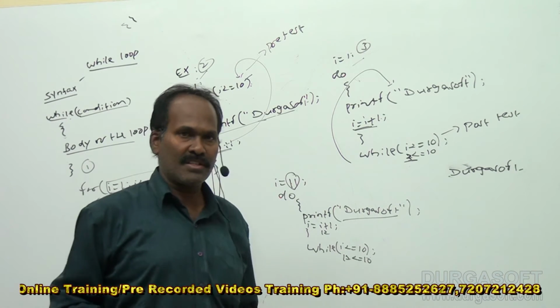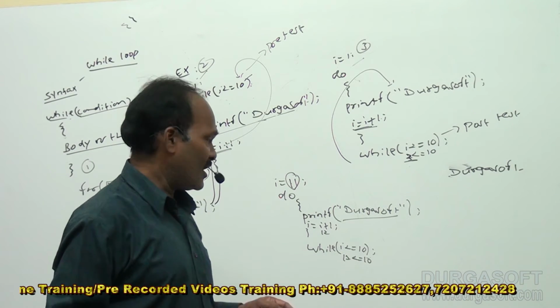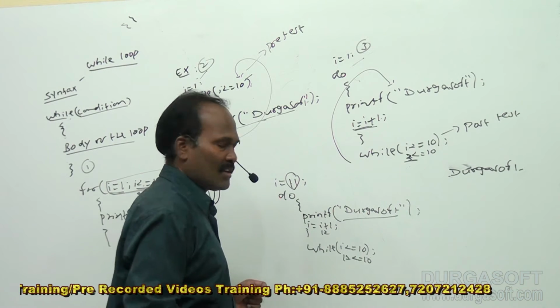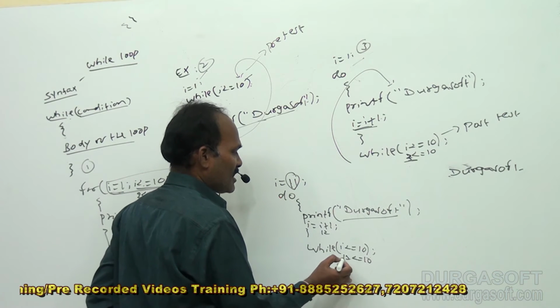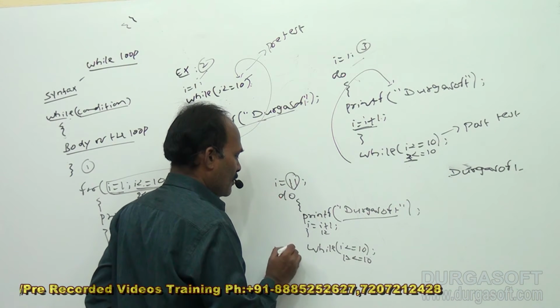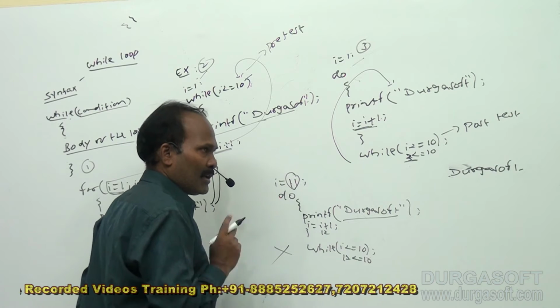Is the condition true or false? Here the condition is completely false. So in such a case, what happens? Simply the body of the loop will be ignored. The body of the loop will not be executed.